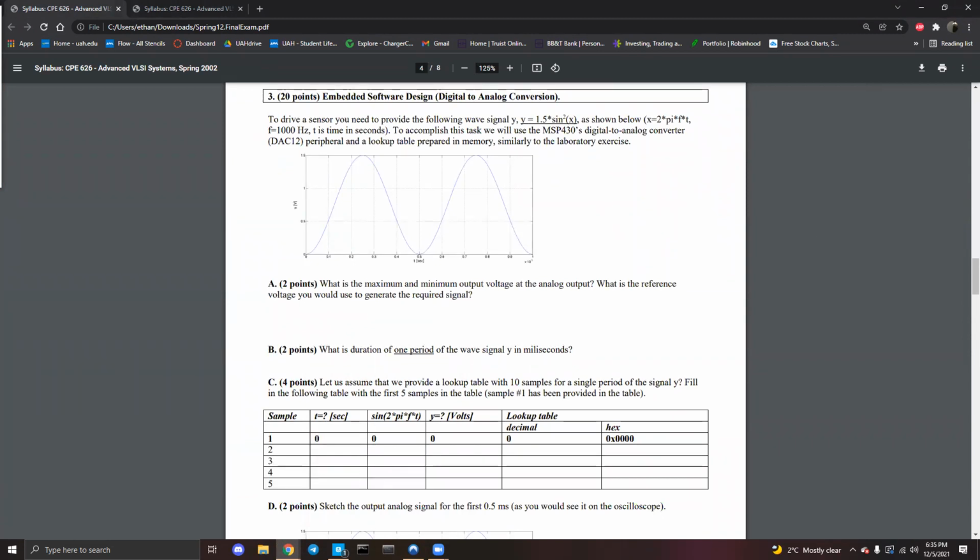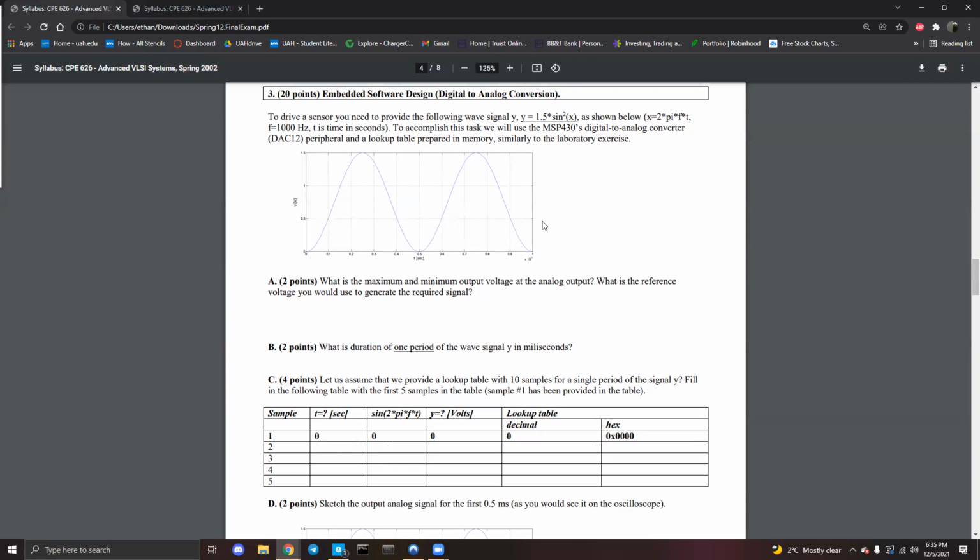This stuff's fun. This is definitely gonna lay some people out, unfortunately, but it really is just funny math. So basically, it wants you to drive a sensor to provide the following signal, which is y is equal to 1.5 times sine squared of x. As shown below, it defines you some values, right? To accomplish this task, we'll use the digital analog converter peripheral and a lookup table prepared in memory, similar to our exercises. So we all did this.